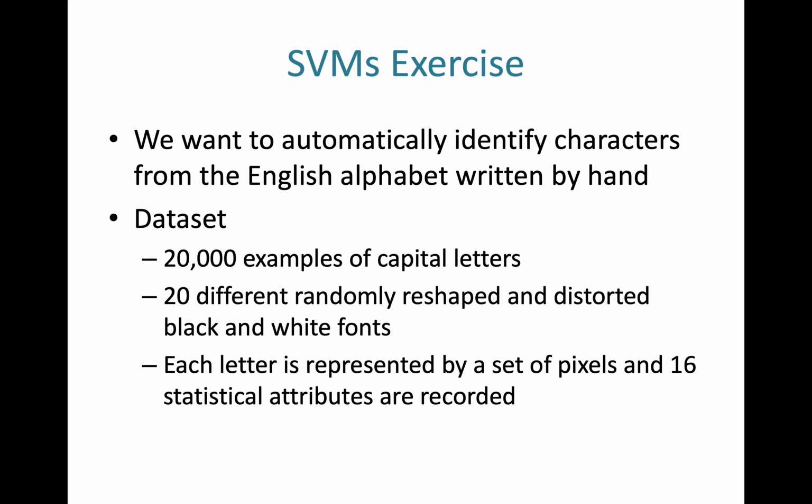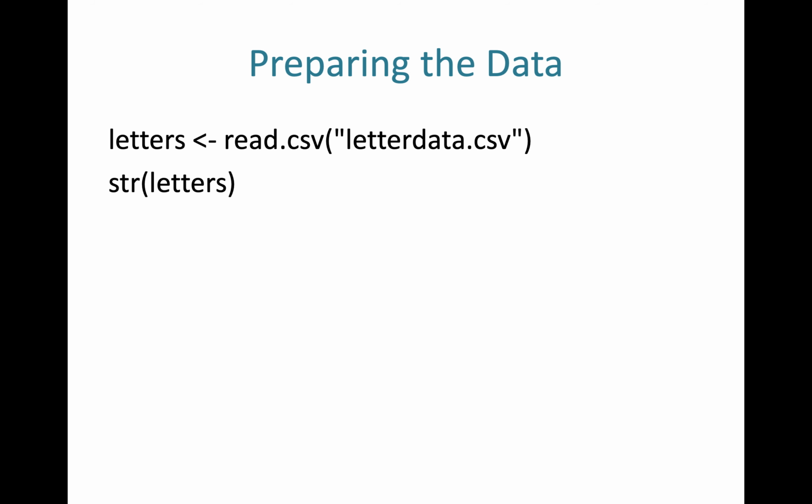Each letter is represented by a set of pixels, and so you will see that we have 16 different variables that characterize a given letter. And so, the support vector machine that we are going to be training is going to use these 16 distinct features to be able to identify different characters. So, we're going to be reading the CSV file, which is called letterdata.csv, and we'll check it a little bit.